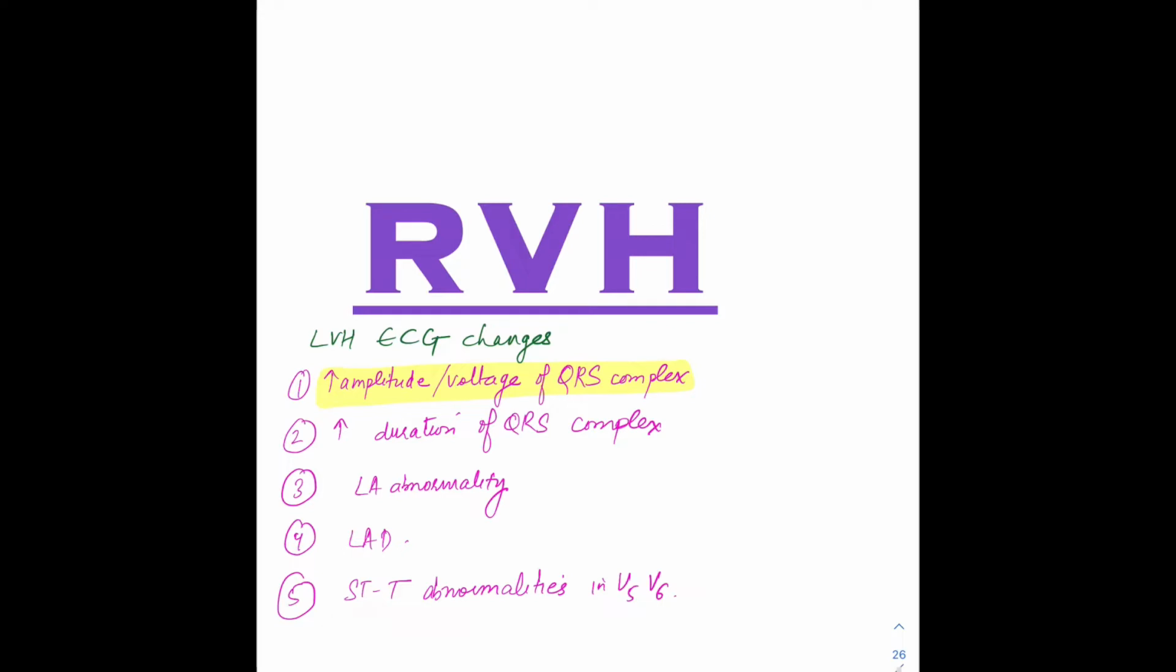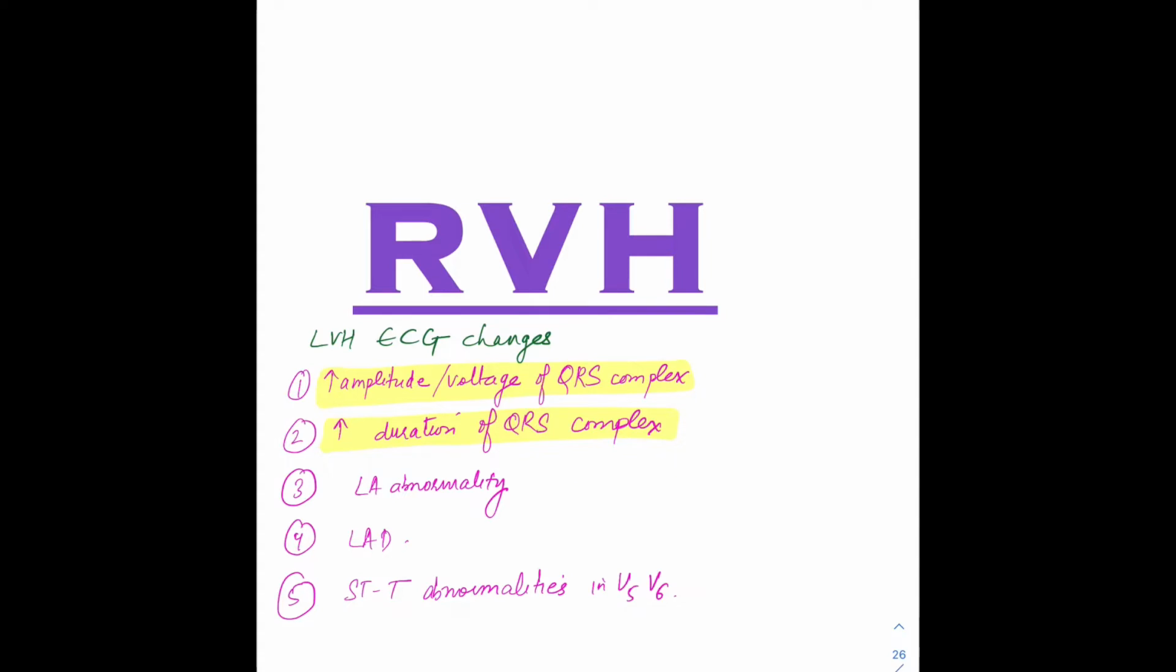The second is increased duration of the QRS complex. Definitely the time that it's going to take for the electrical current to reach the electrode will be more, because now the impulse has to travel a greater distance. And it's going to take more time for the ventricles to be depolarized. Therefore, the duration of the QRS complex will be more.